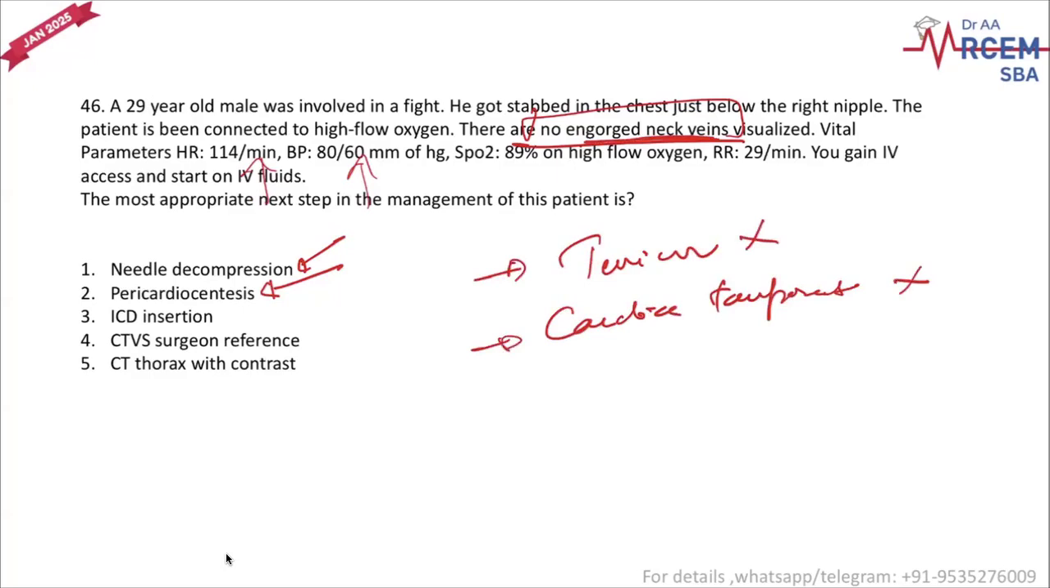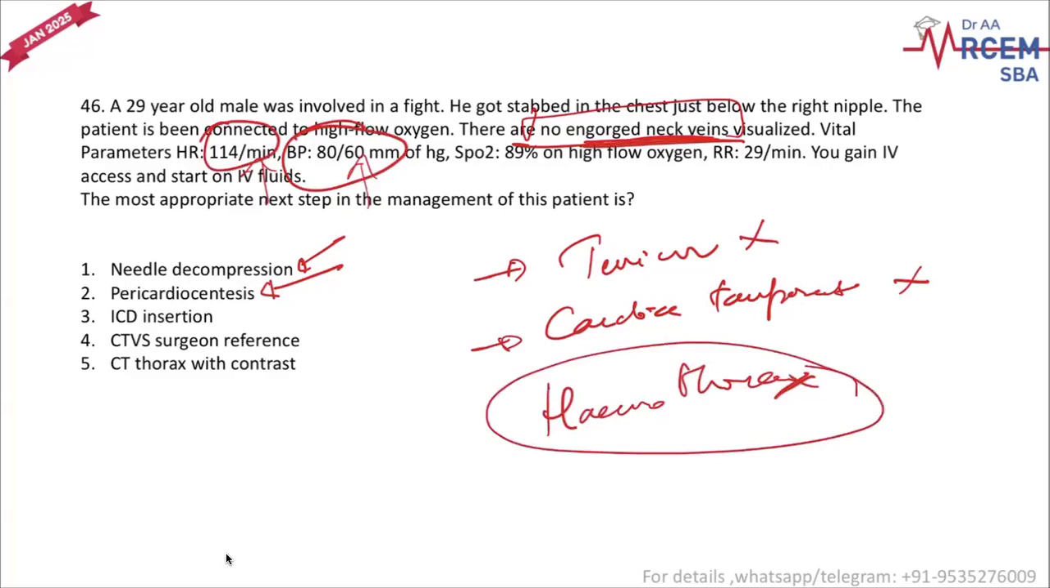The injury sustained to the chest can cause hypotension. What else can cause hypotension other than this? Bleed. A bleed in the chest is known as hemothorax. So this patient most likely has a hemothorax. That's why there is tachycardia and hypotension with no engorged neck veins. Neck veins are not engorged in hemothorax. For hemothorax, what we do is place an ICD. So the right answer here is to place an ICD. The next best step is to place an ICD.